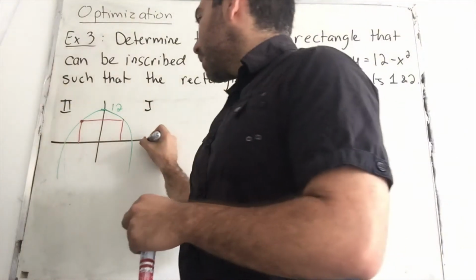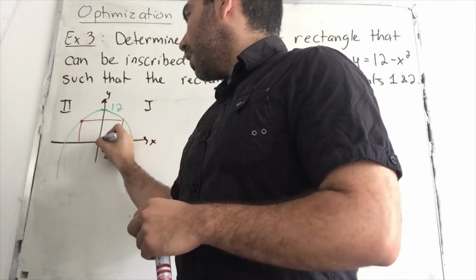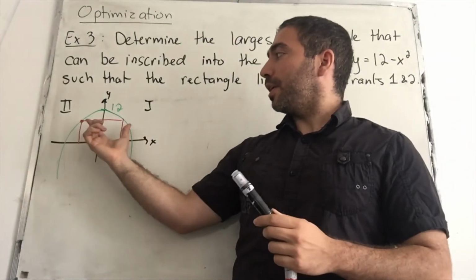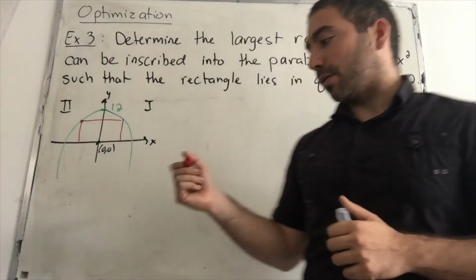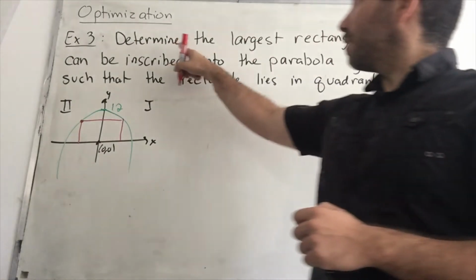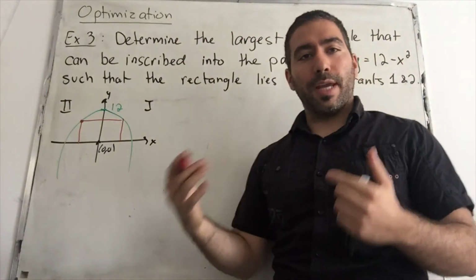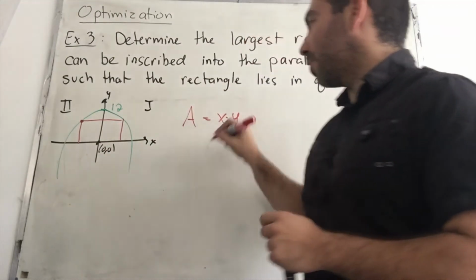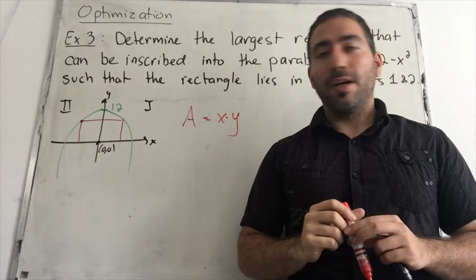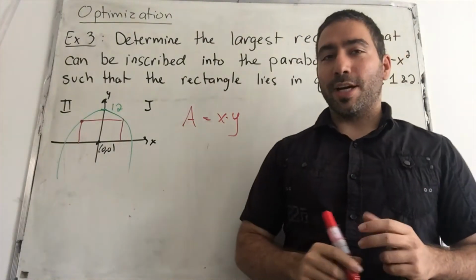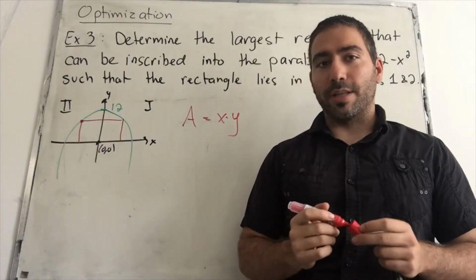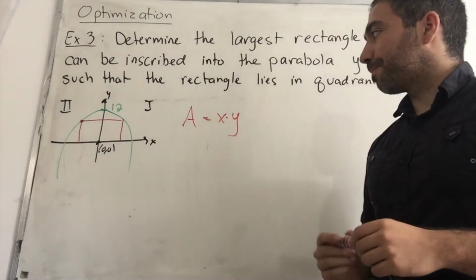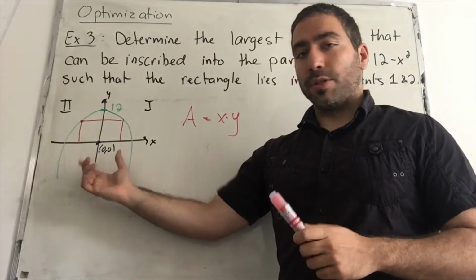Okay, let me just put this as x and y. And this is the point 0, 0. So we're dealing with, in red, the area of a rectangle. Let me write that down. Because it's asking the largest rectangle, we're really talking about the area of the rectangle. So if you go ahead and solve using this equation, area of a rectangle is x times y, you're actually going to get the question wrong. That's why it's super important to sketch the function, put a drawing in it.